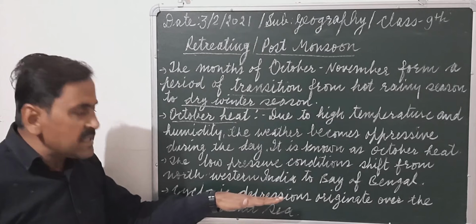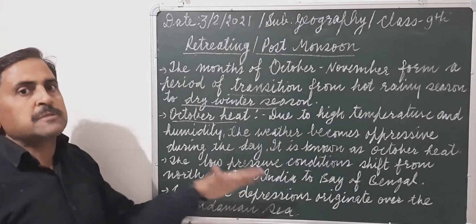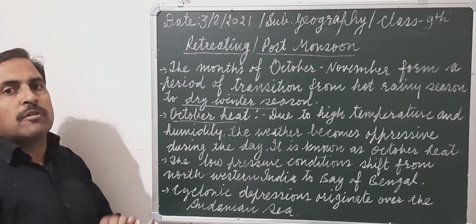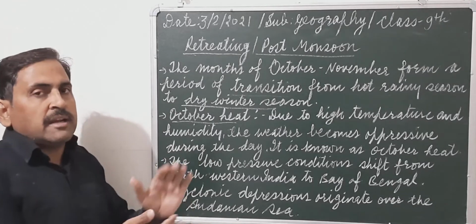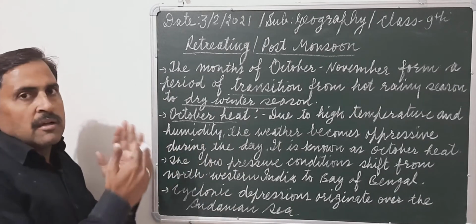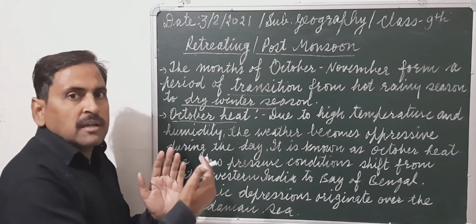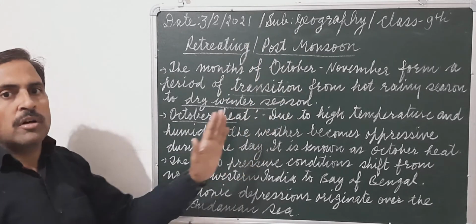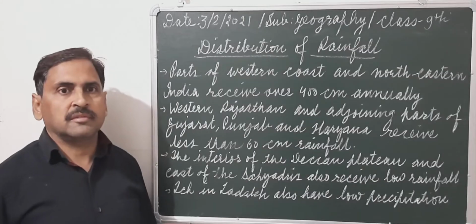These cyclonic disturbances bring storms and rainfall with strong winds, and that sometimes cause havoc in eastern peninsular India, the states of Odisha, Andhra or Tamil Nadu.